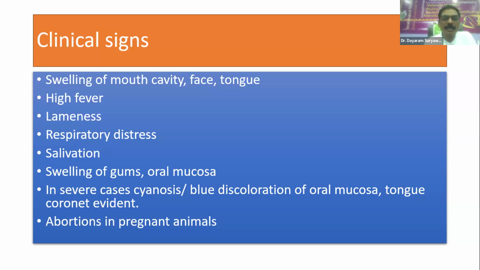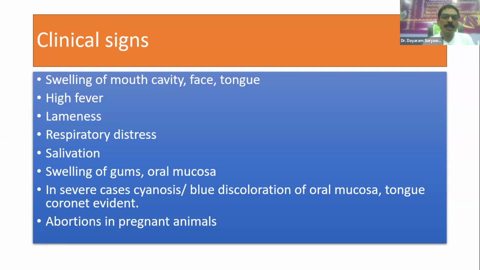In severe cases, whenever there is affection of a large number of capillaries, that leads to cyanosis of the oral cavity and the tongue. Blue discoloration of the oral mucosa is observed, blue discoloration of the tongue is observed, as well as blue discoloration of the coronet. Then abortion can be observed in pregnant animals. So these are the clinical signs.